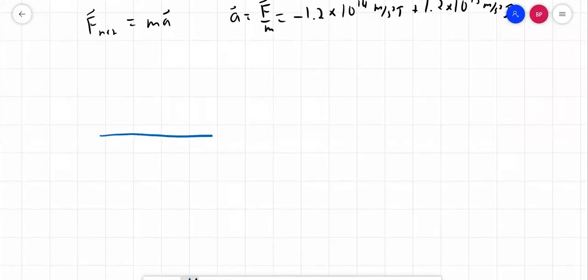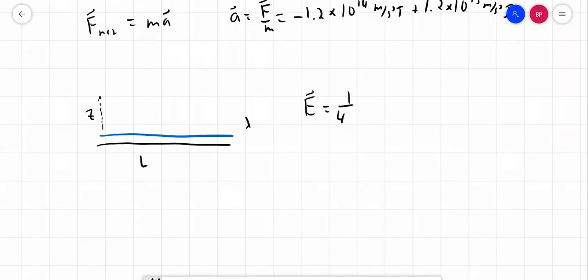We have some line charge here, and we want to know the electric field over the left end, some height Z. This distance is L, and it has a constant lambda. All right, so in general, the electric field due to a linear charge distribution is 1 over 4 pi epsilon naught times the integral of lambda dl over r squared times this unit vector.